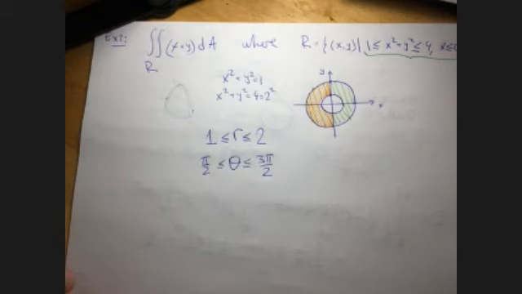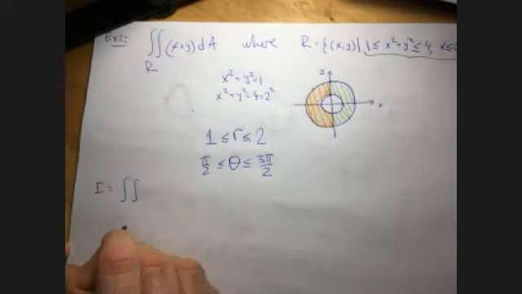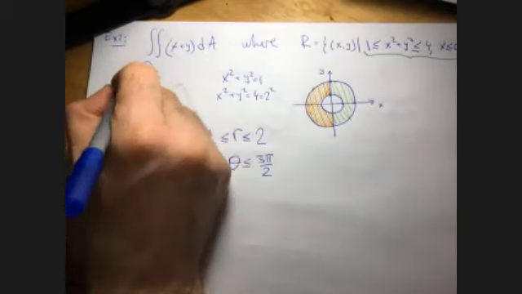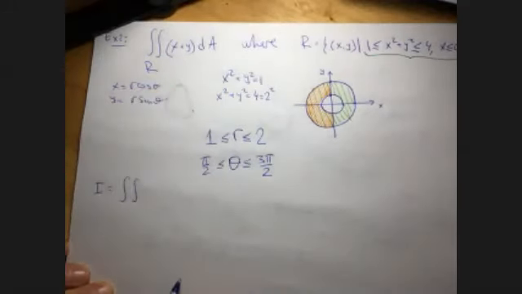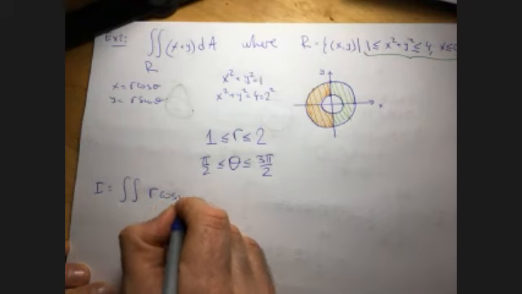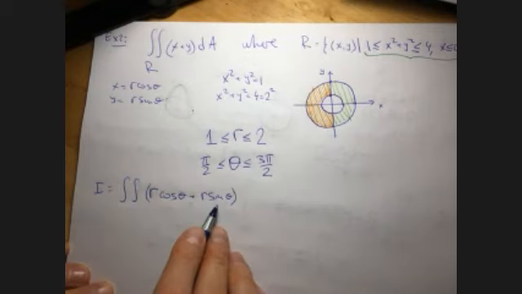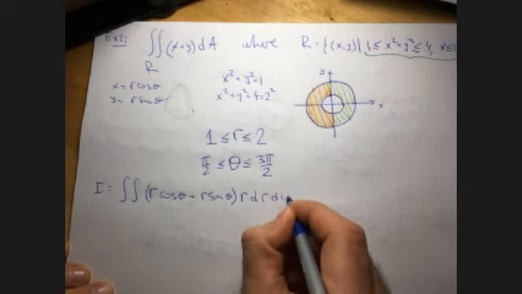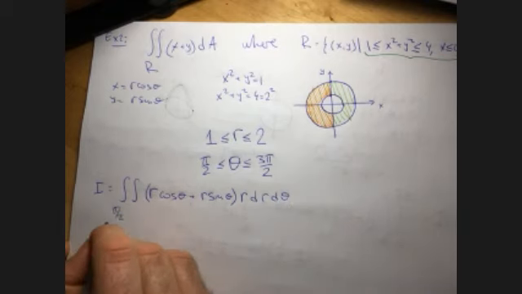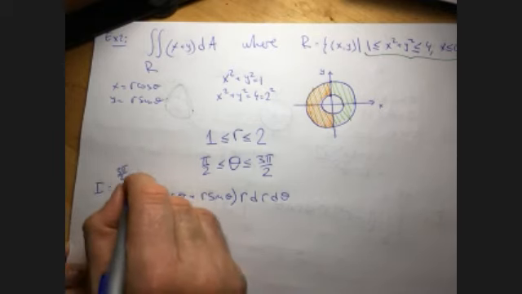Okay? So that means that this integral here becomes the double integral of x is equal to r cosine theta, y is equal to r sine theta, right? So x plus y is r cosine theta plus r sine theta. And now we switch to polar coordinates, so I have to multiply by r dr d theta, where theta runs from pi over 2 to 3 pi over 2, and r runs from 1 to 2.